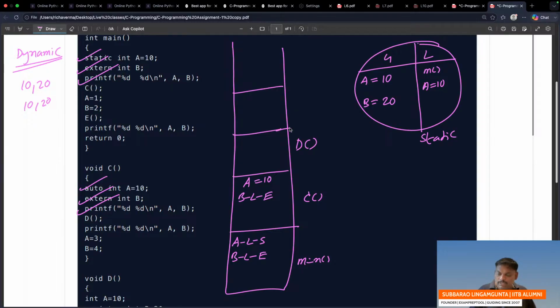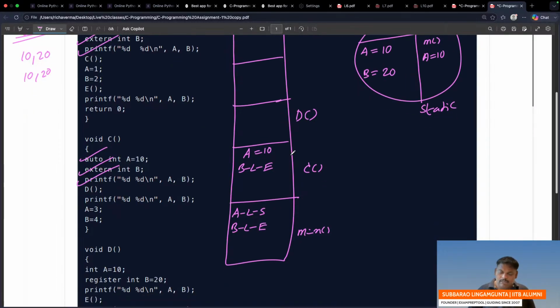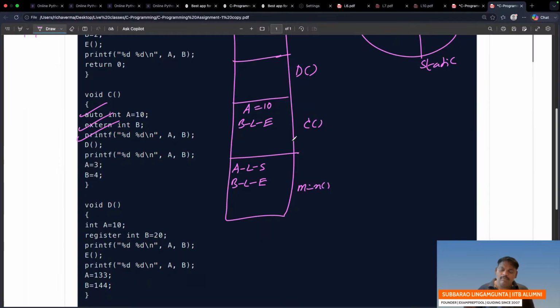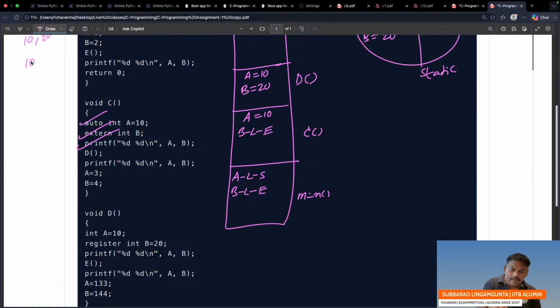Now D function is called. What is the D? Be careful everyone. Go to the D now. In the D, if you observe, A local 10. B register, I think that is also local, which is 20. Perfect. Now print A, B. 10, 20 will be printed. But remember, I am there in the D function. D function is over, print also over.